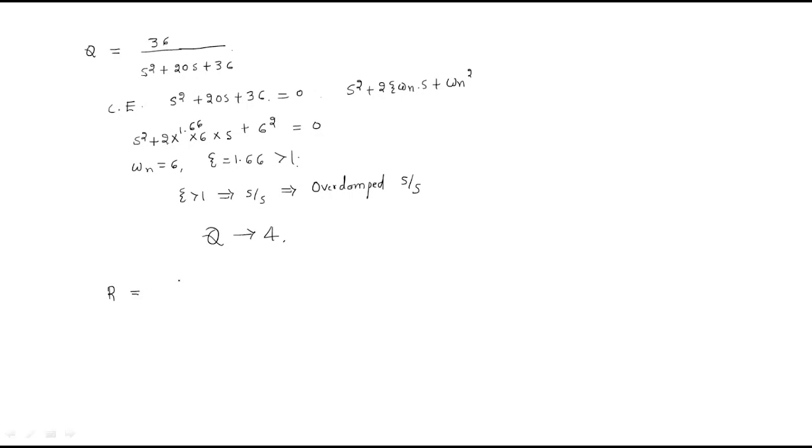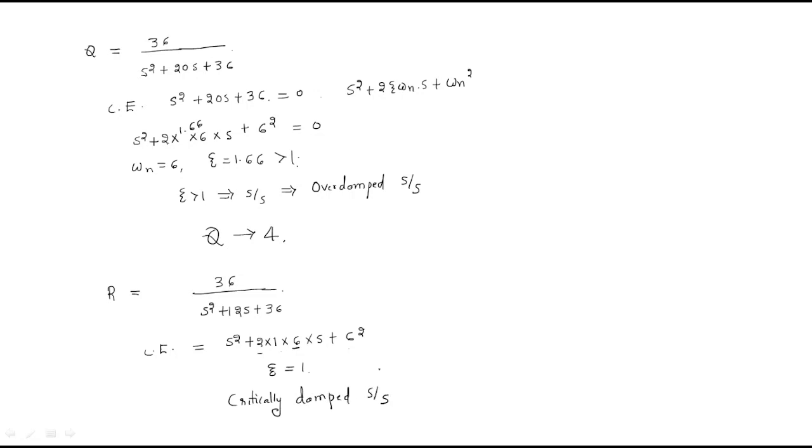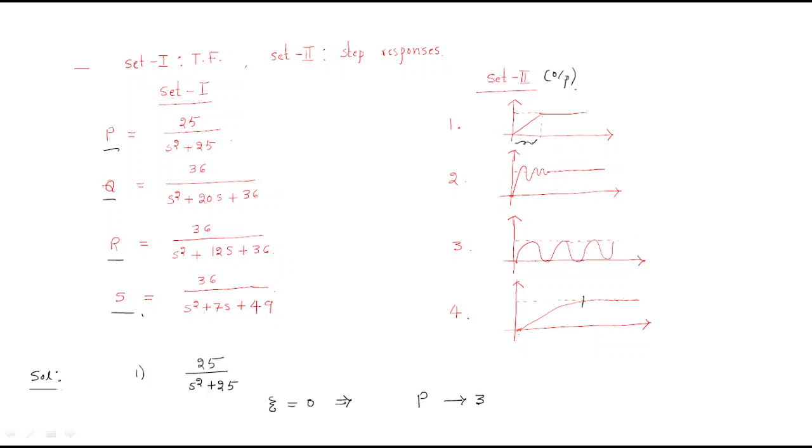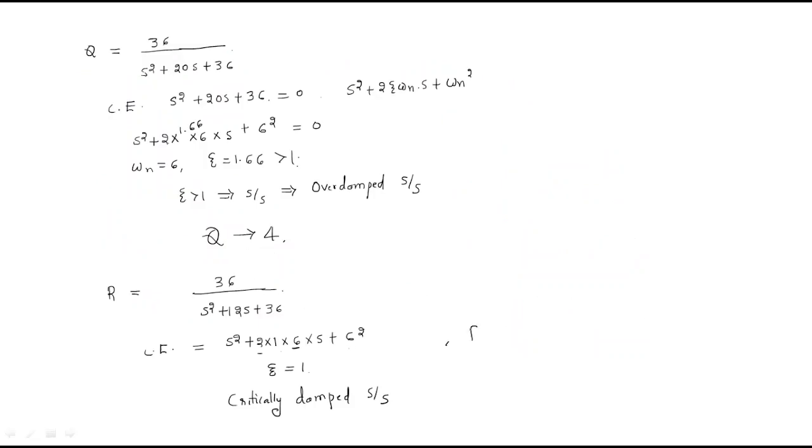The next transfer function, R. R value is 36 by S square plus 12s plus 36. For this, compare the characteristic equation. We can write S square plus 2 into zeta into 6 S plus 6 square. So 6 must be omega n, and zeta value equal to 1. Whenever the zeta value is 1, it is known as the critically damped system. Look at the diagram, which is the critically damped system. This is the critically damped system. So R value is the 1.